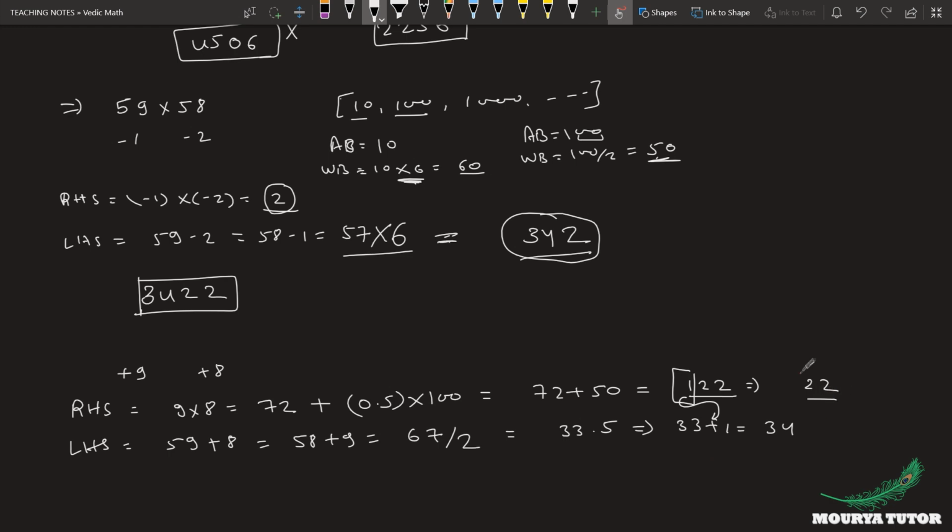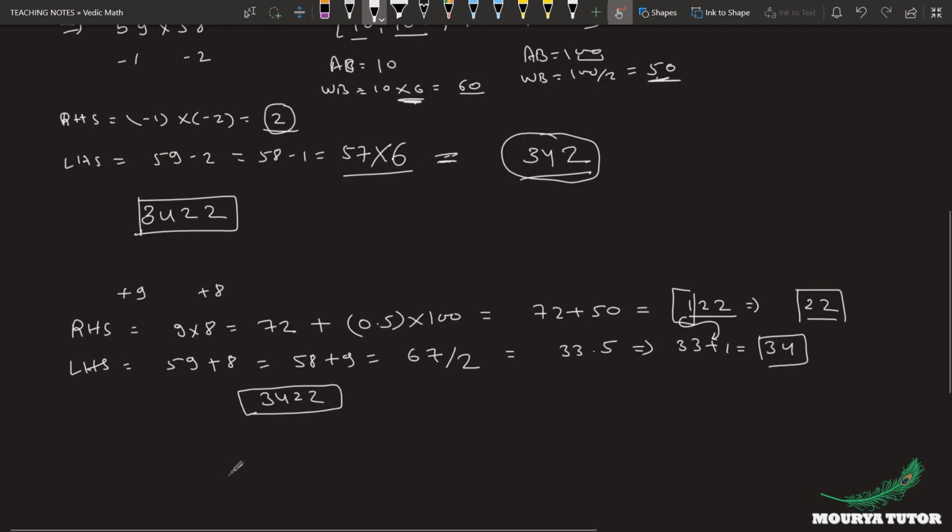Now this is the actual RHS and this is the actual LHS. Now just write these two numbers together. Just see, we got the same results as we did with the working base of 60, right?